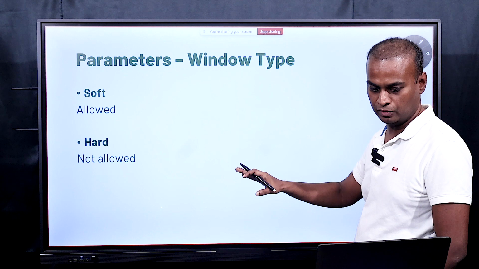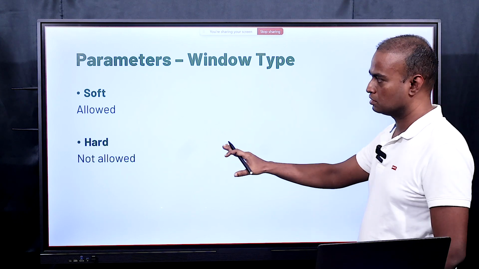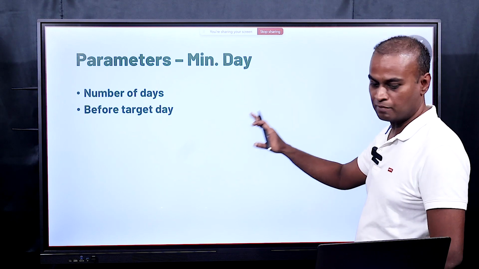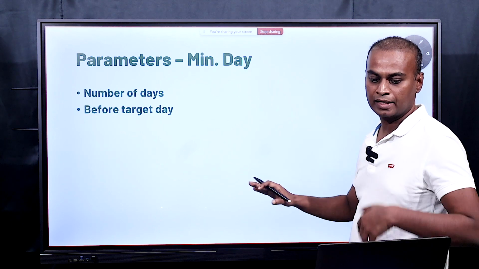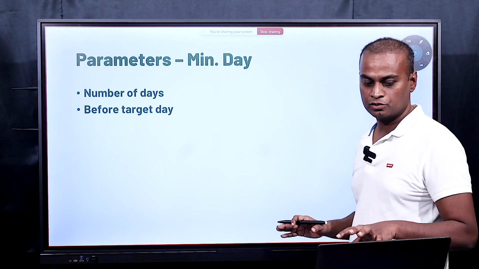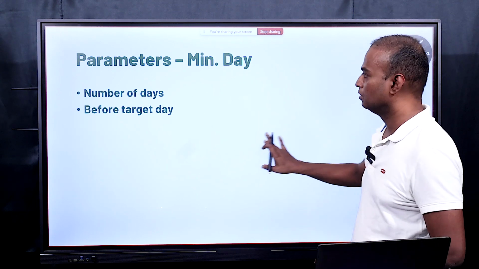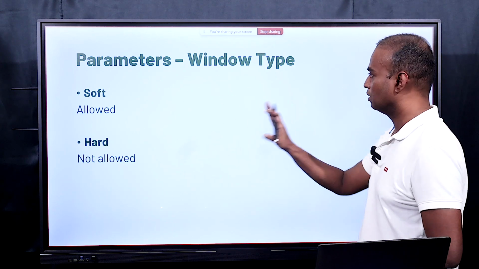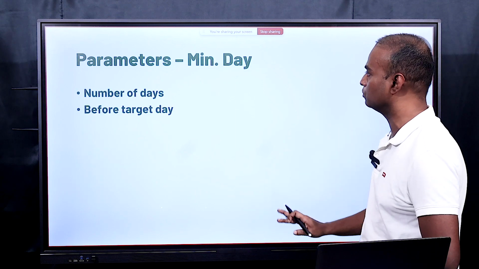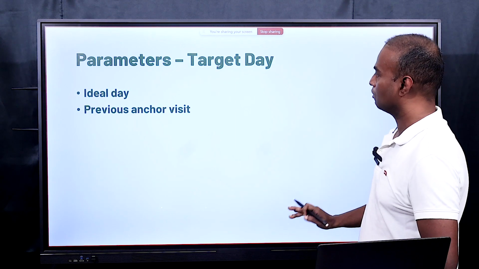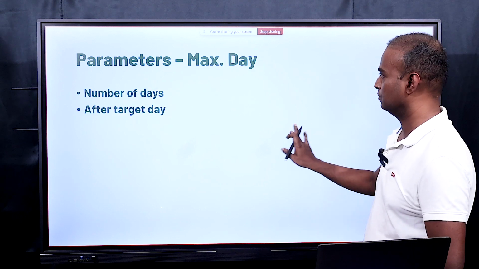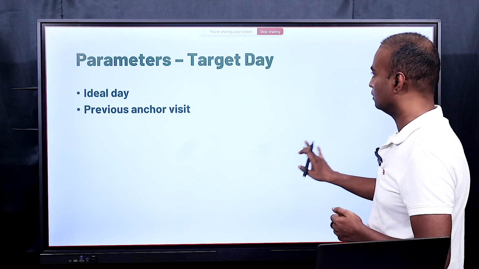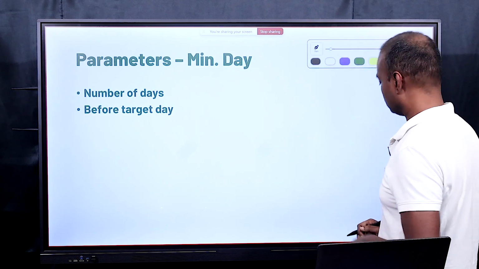We'll have soft window and hard window. I'm not discussing this slide now, because after discussing min day, max day and target day, we will come back to soft window and hard window. Unless you understand min day, max day and target day, you will not understand soft window and hard window. I will come to this again. Now I am skipping this slide and moving to min day, target day and max day. These are to be on the same slide. I will explain what this is.